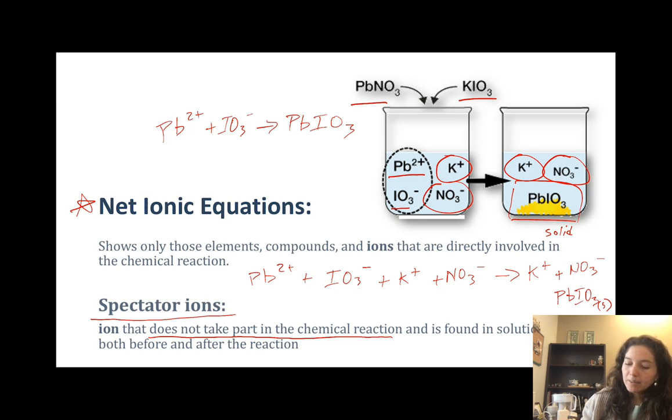What you'll find here is that the potassium and the nitrate are in the same form on the reactant side and the product side, and therefore they do not chemically react. So that's what it means by saying that the ions found in the solution are the same before and after the reaction.